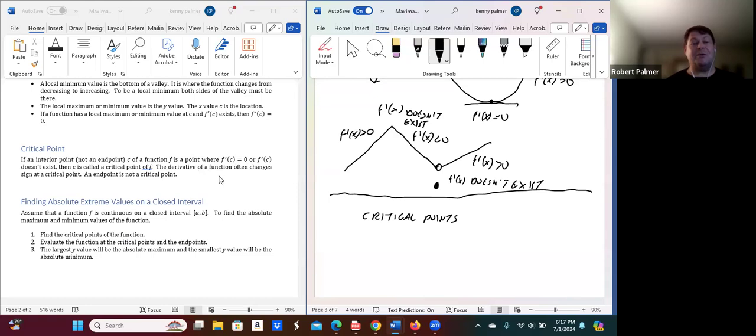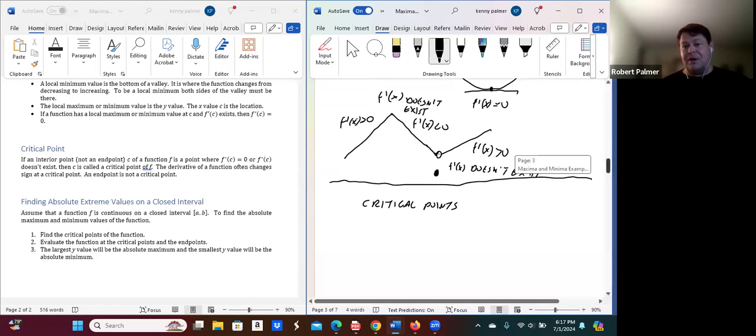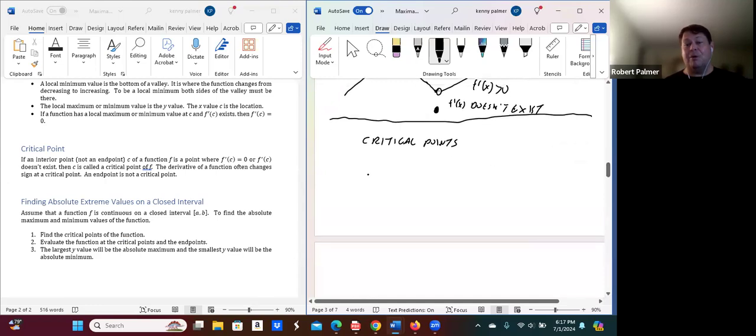And the derivative function often changes at a critical point. That's why it's important. Where the derivative changes sign is often where you have a maximum or a minimum. Okay. Now, an endpoint is not a critical point. This just has to do with being a definition. Sometimes those endpoints will be the points where you have a maximum or minimum, but we can always just evaluate those from the function itself. So let's take a look at some things that are critical points.